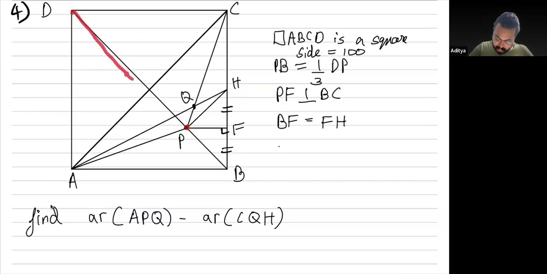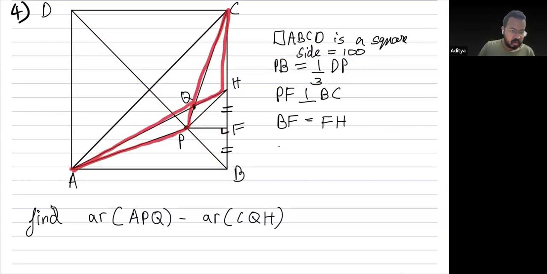So DP is 3 times PB, and PF is then a perpendicular dropped from the point P to the side BC, and FH is equal to FP. Basically, what you are getting now, these two triangles after joining the points PC and AH. So APQ, this triangle area minus this triangle area, you have to figure it out.